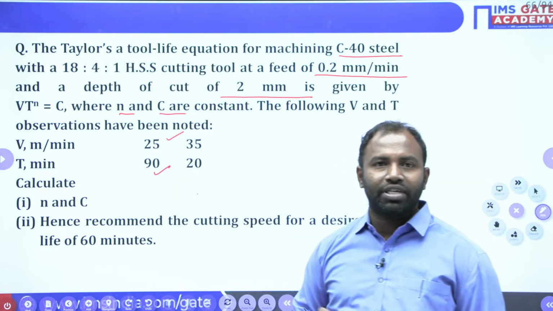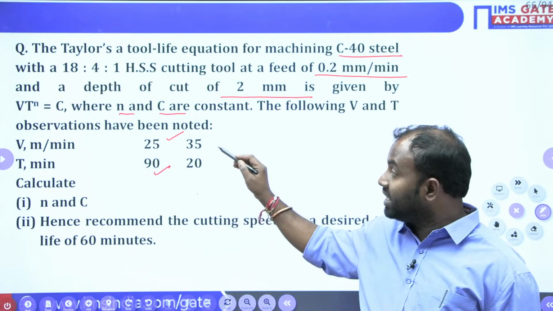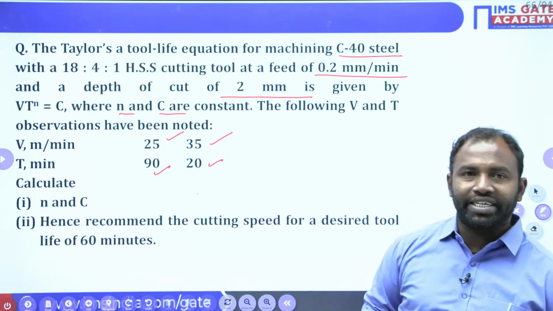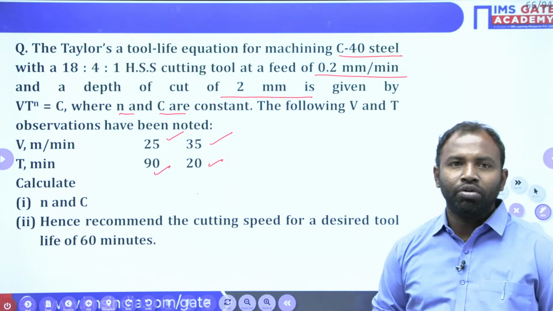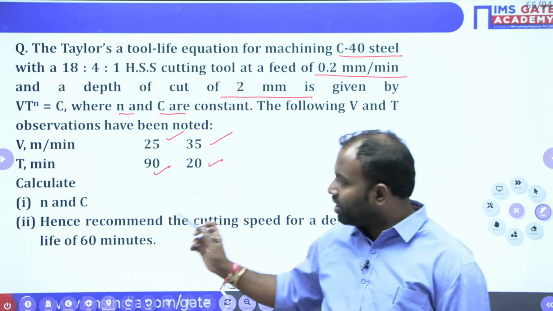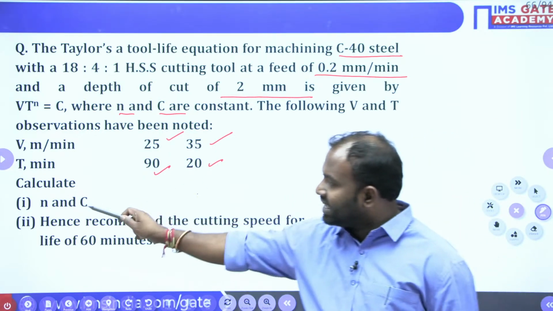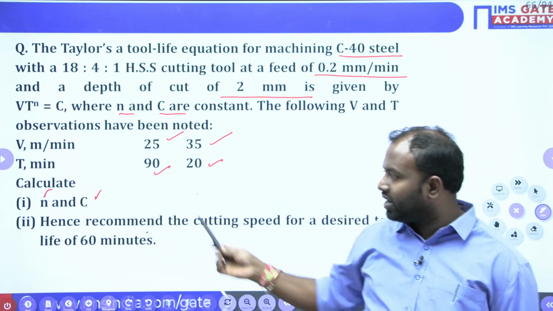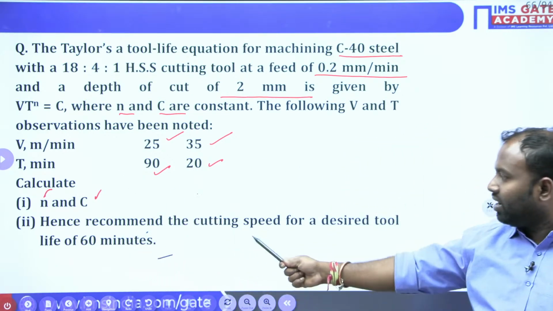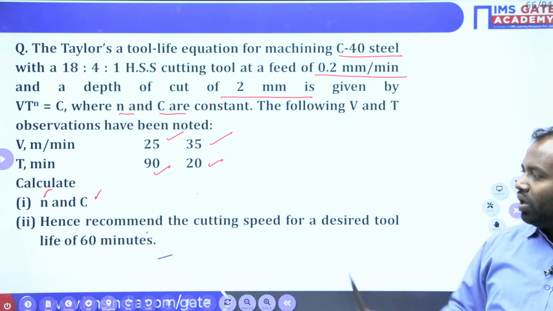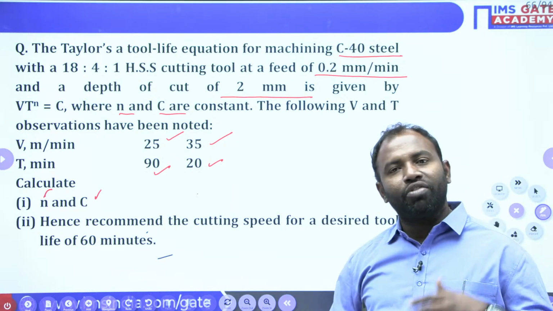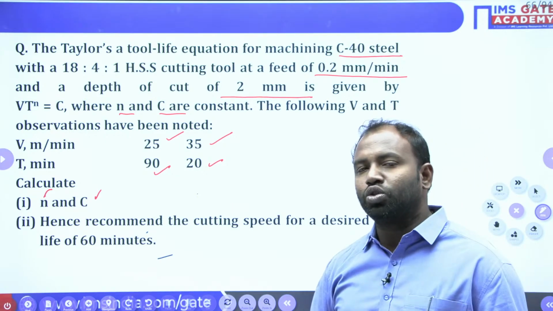Then the tool life is 90 minutes. Now, if the cutting speed is increased to 35, then the tool life is reduced to 20 minutes. Now, what we have to find here? We have to find the N value and C value. Next, second question: the recommended cutting speed for the desired tool life of 60 minutes. If the tool life is 60 minutes, what will be the cutting speed? You are supposed to find out.